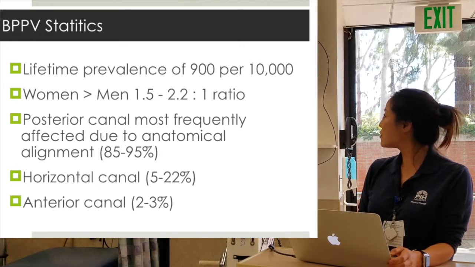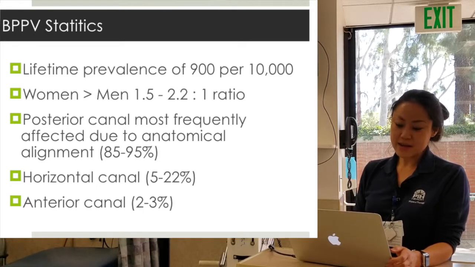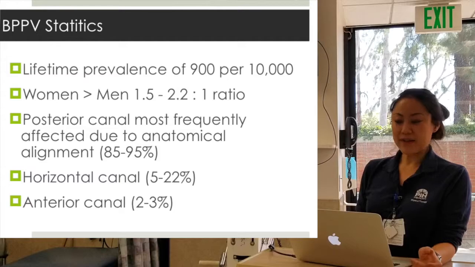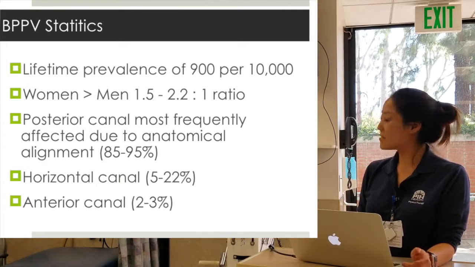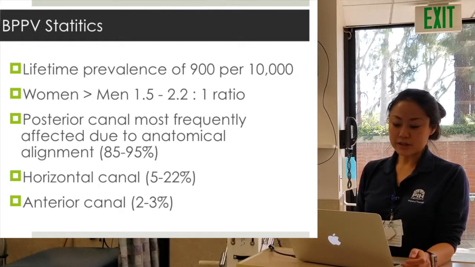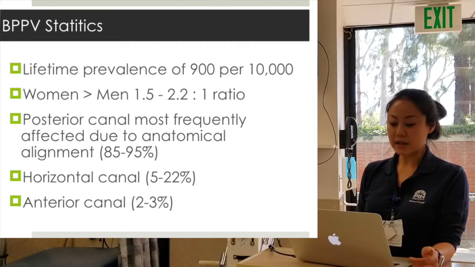It's women over men at almost a 2-to-1 ratio. The posterior canal is the most frequently affected due to that anatomical positioning we talked about. So it's 85 to 95% of the cases. Horizontal is anywhere from 5 to 22% of the cases. And then the anterior canal is anywhere from 2 to 3%.